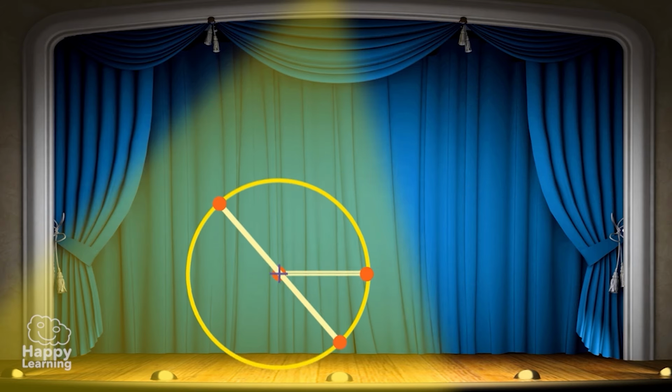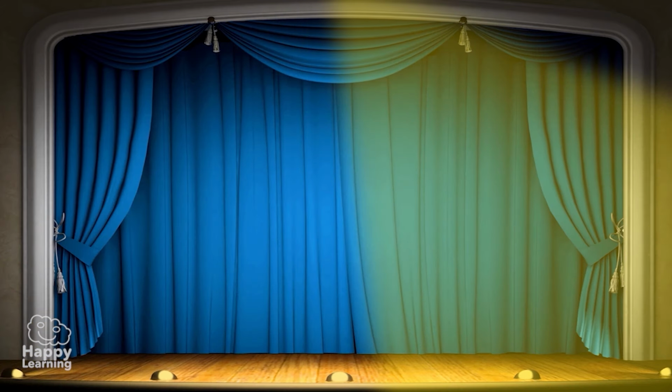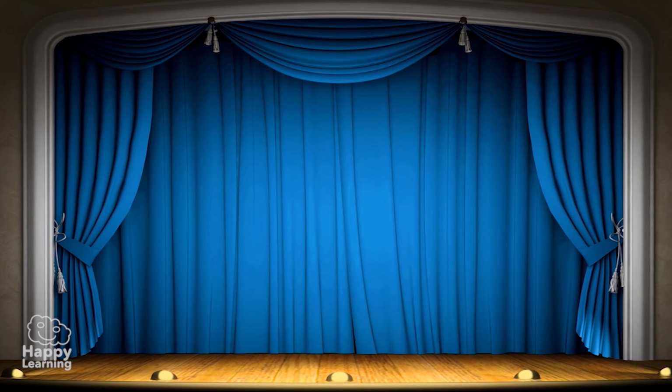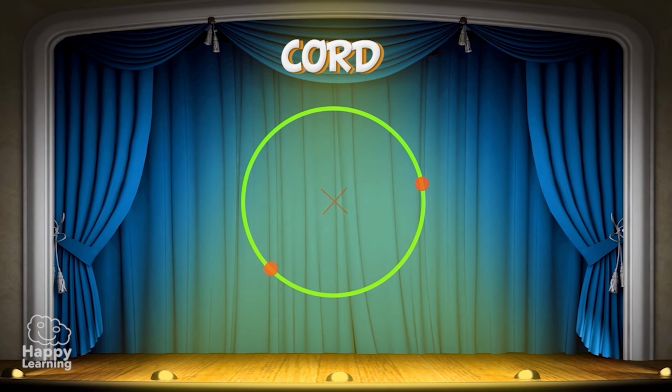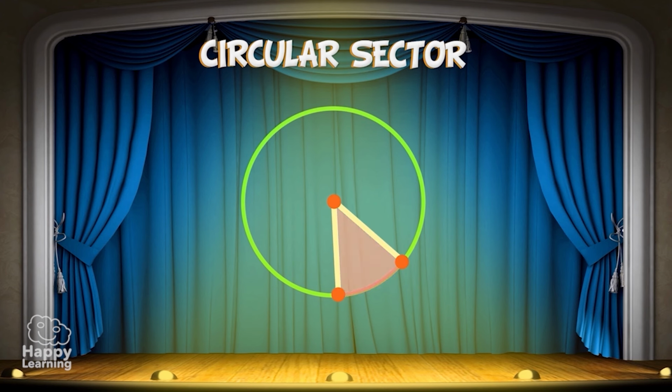But there are another three elements we should learn about. The chord is a line between 2 points on the circumference which does not go through the center. The arc is the part of the circumference which is in between 2 points. And the circular sector is the proportion of the circle which is inside the area which lies in between 2 radiuses and the arc. It looks like a slice of cheese, doesn't it?